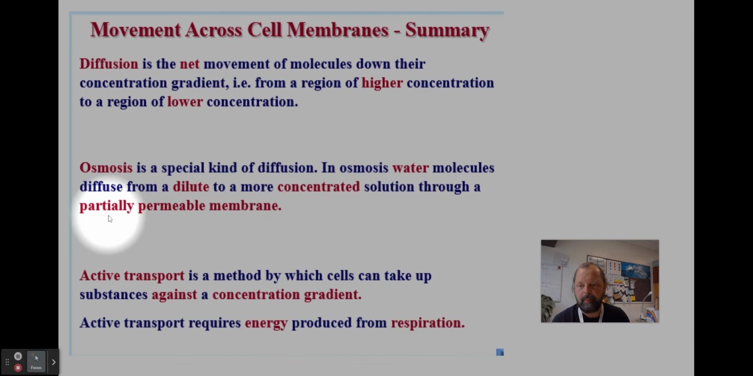a cell. Our odd one out is active transport because it's against the concentration gradient, it's going up the hill, and it requires energy, and therefore places where active transport is happening will need plenty of mitochondria to do respiration to provide that energy.